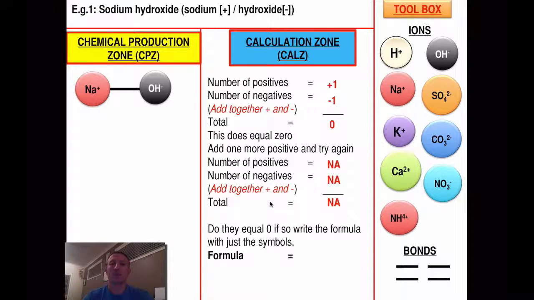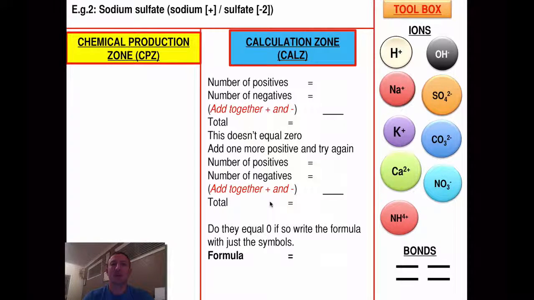So in order to work out what the ionic formula of this compound is, we write down the symbols and the number of those atoms that we've got. We've got 1 sodium and we've got 1 hydroxide. Remember, hydroxide is written OH. So the formula overall is NaOH. That means 1 sodium joined with 1 hydroxide. Easy.